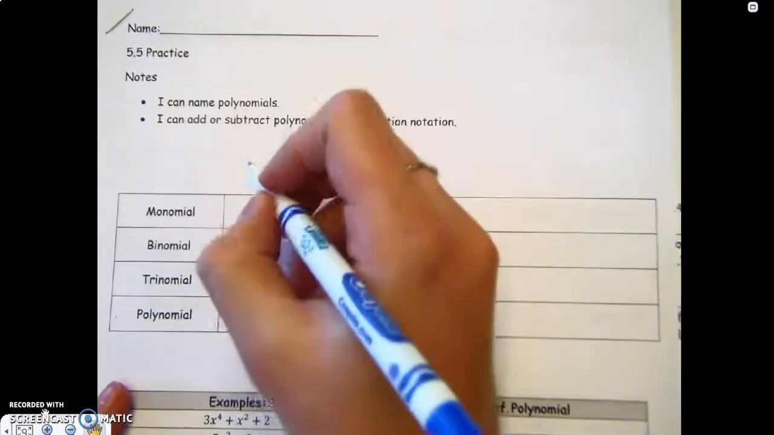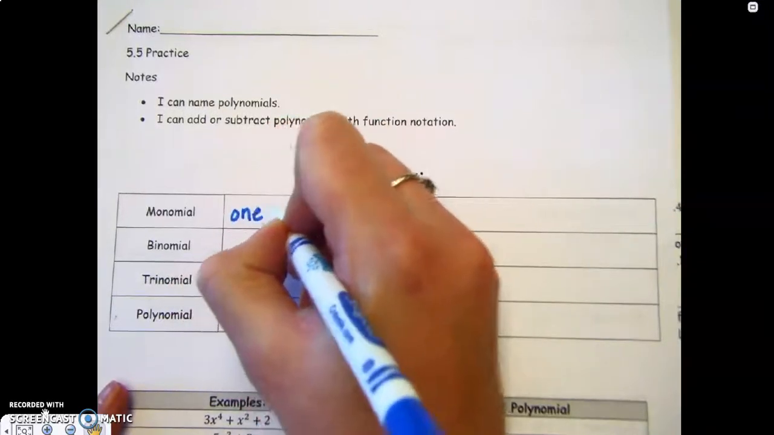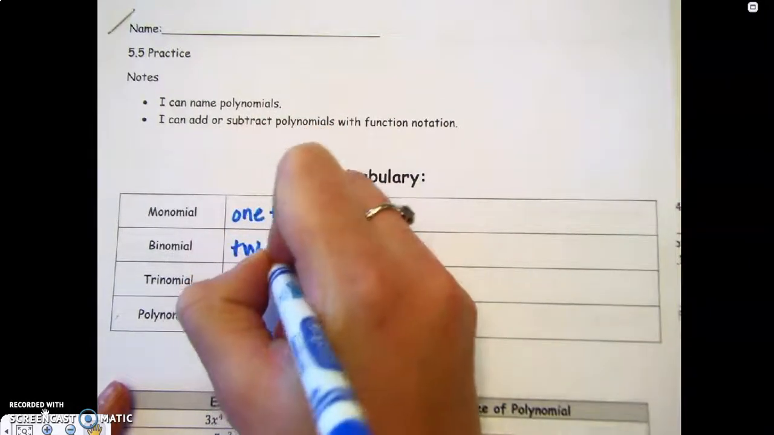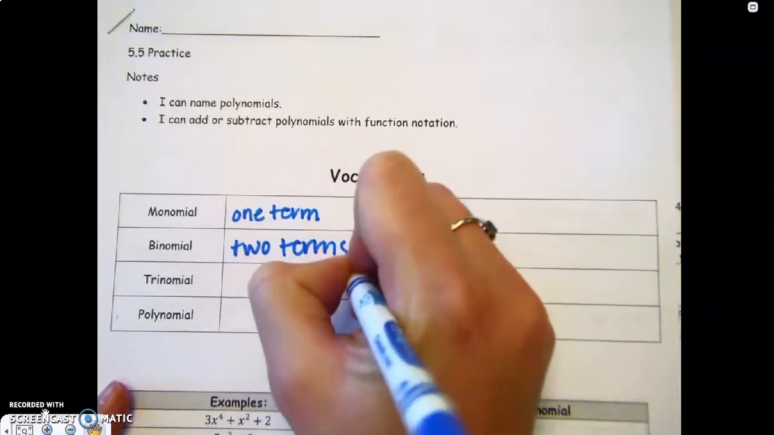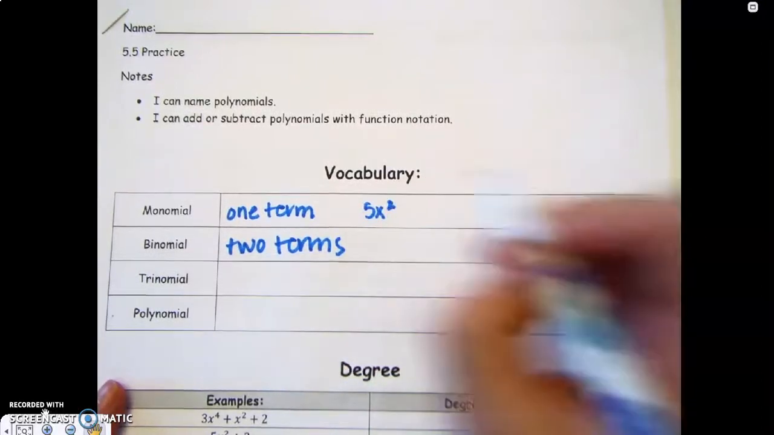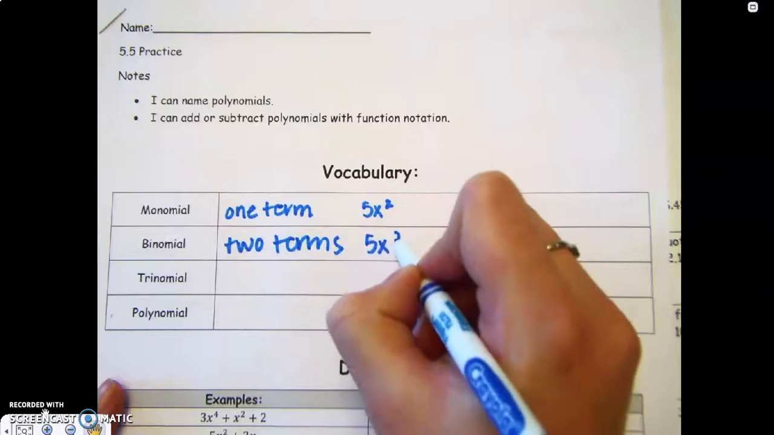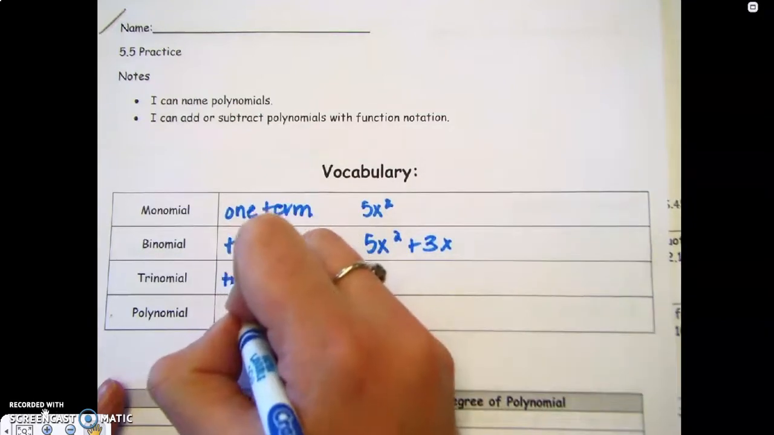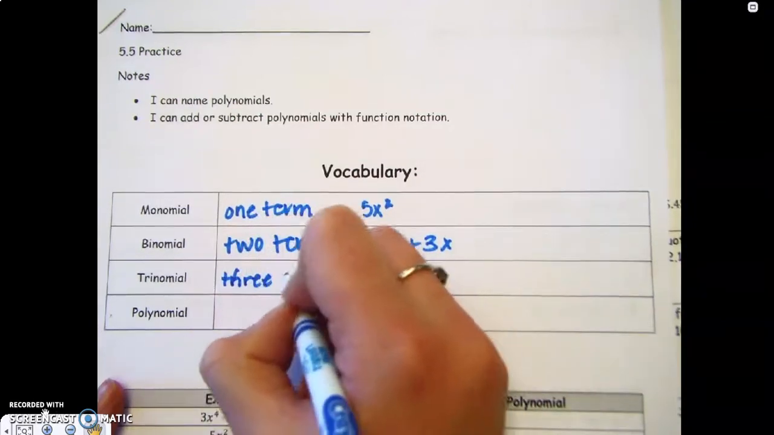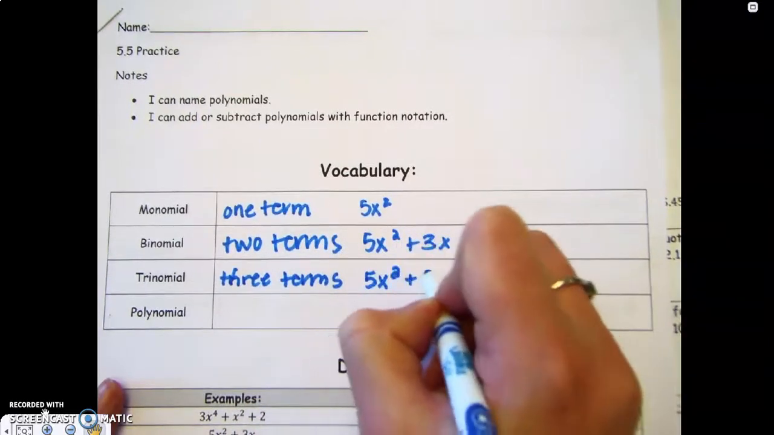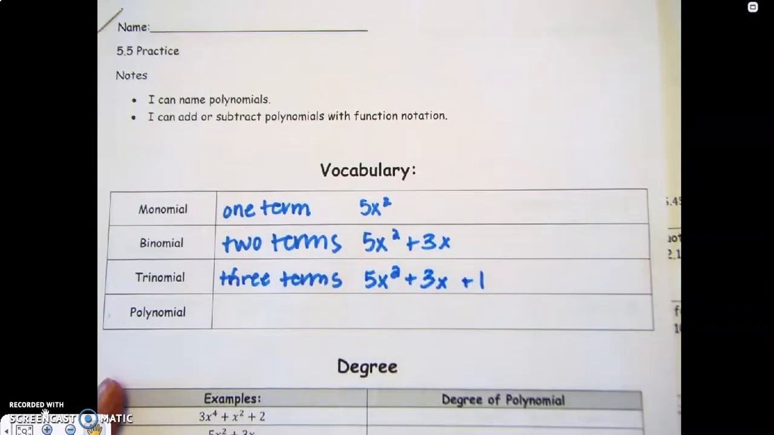A monomial just means one term. A binomial means two terms. So for example, one term would be like 5x squared. Two terms would be like 5x squared plus 3x. So there's two things added or subtracted together. A trinomial would be three terms. So that would be like 5x squared plus 3x plus 1.